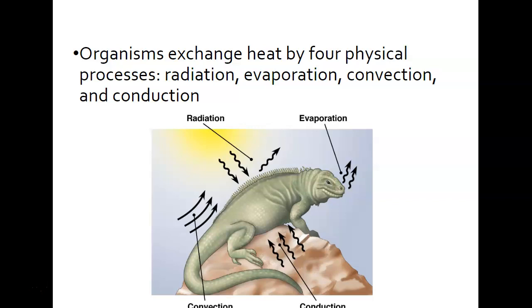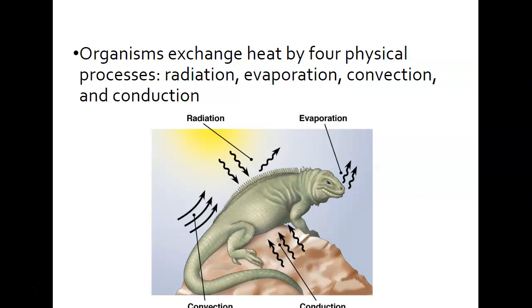Convection has to do with the movement of air or a liquid past a surface. It doesn't have to necessarily do with direct connection. It could be a breeze. So when there's a breeze blowing by us, it can often have a cooling effect because it's blowing across the surface.